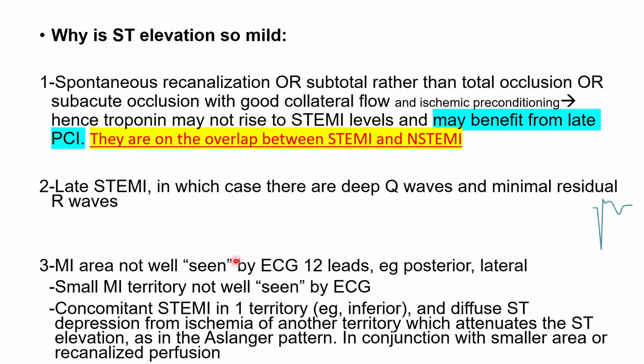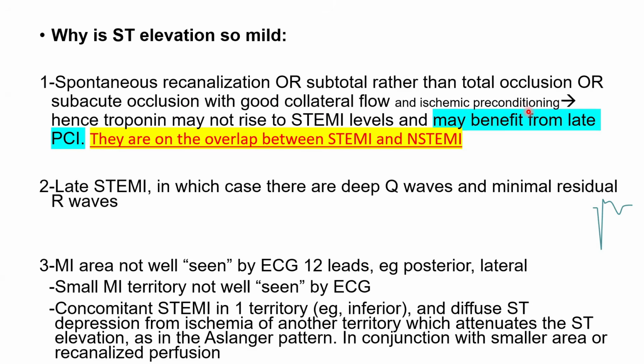I want to explain why ST elevation is so mild in those occlusive OMI or subtle STEMI. There are various explanations. The most common explanation in my experience is that you have some flow to that infarcted territory. You have either some spontaneous recanalization, so the artery is not 100% occluded, it's 99%, or you have a subtotal rather than total occlusion, or you have subacute occlusion with good collateral flow and ischemic preconditioning, like the case I showed before, where the patient had LAD occlusion, but CC2 collaterals from the diagonal and from the RCA.